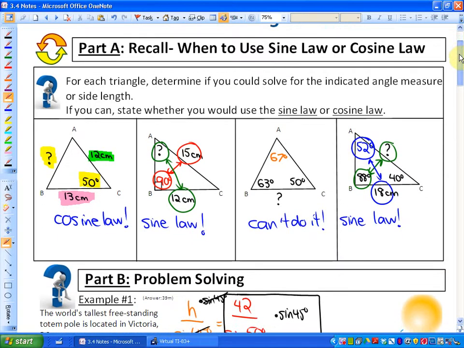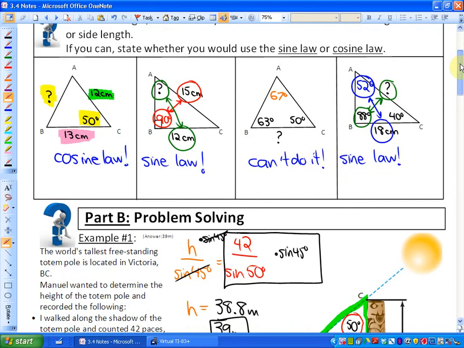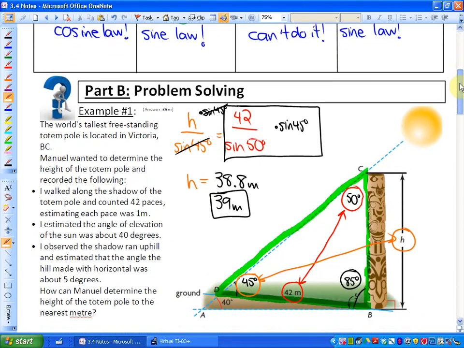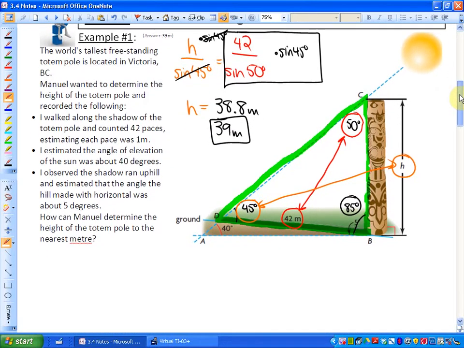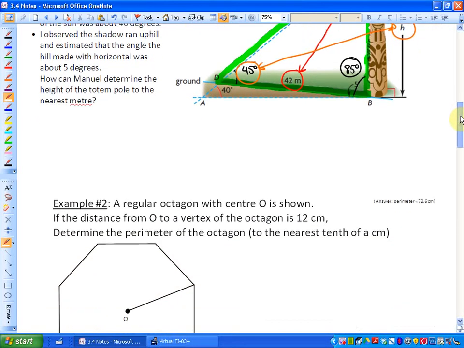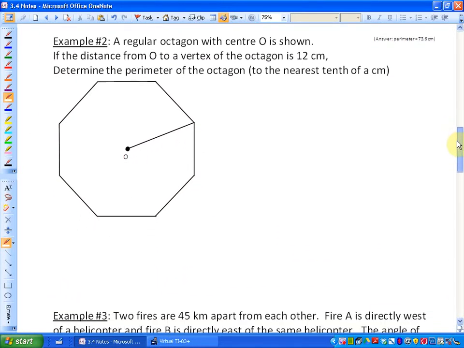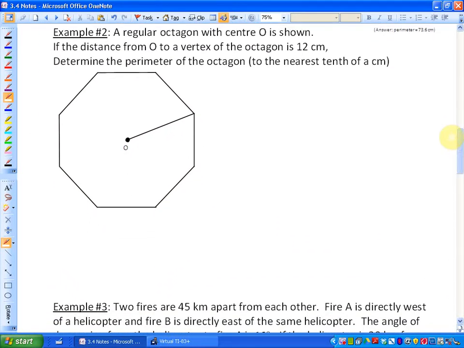In lesson number 1, we looked at an example where we were determining if we were using the sine law or cosine law to solve, and we looked at the first word problem, which was solving for the height of a totem pole. We are just going to do 2 more problems, and again, the goal of this lesson is just to enhance your problem solving skills and just to have you thinking about a few things.